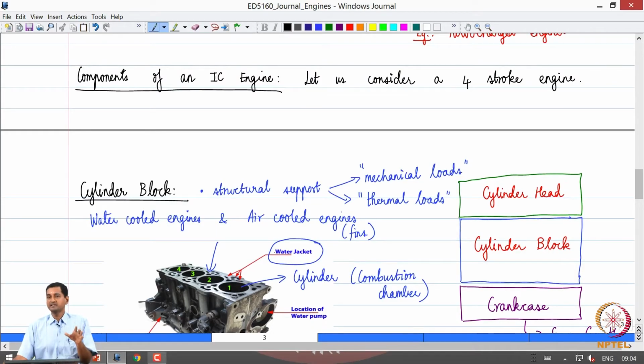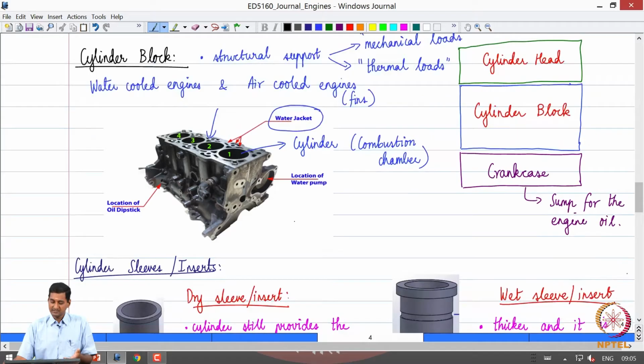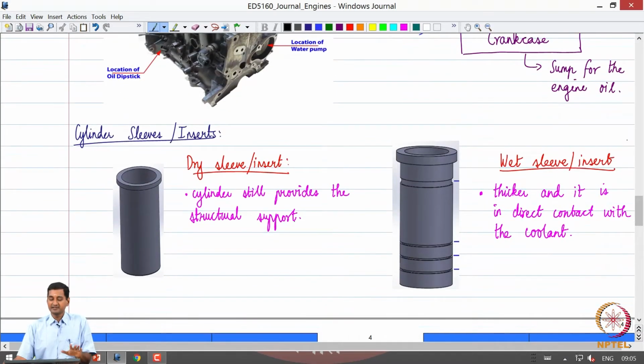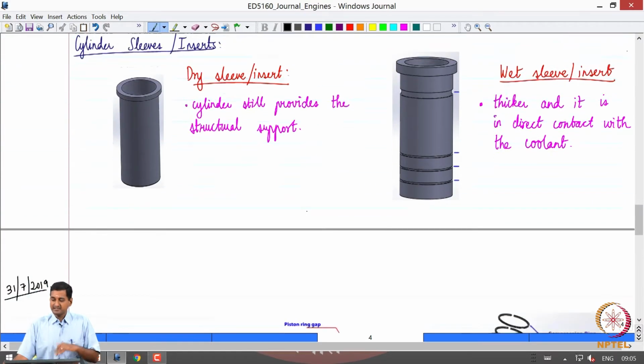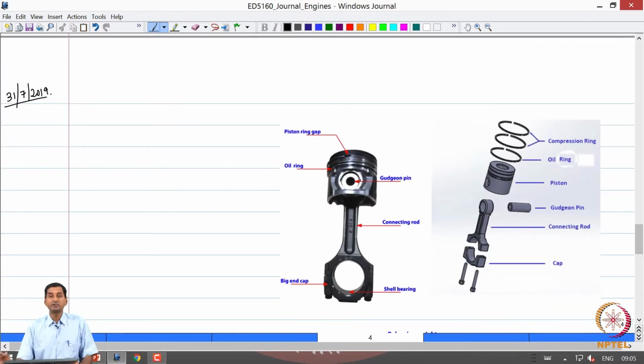In a typical IC engine, there are 3 blocks: the cylinder block, the cylinder head, which is on top of the cylinder block, and the crankcase, which is at the bottom. We started with the cylinder block. We learned about its construction and some features of cylinder blocks. Then we looked at cylinder inserts or cylinder sleeves. That is where we stopped in the previous class. So let's build on from there and look at more components today.